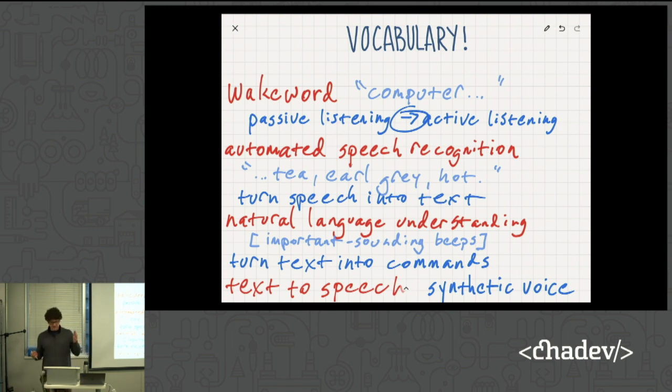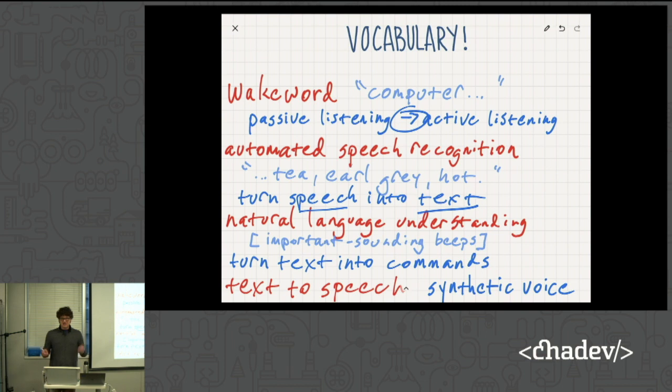Automated speech recognition. When Picard says tea, Earl Grey, hot, that's an utterance. So prepended with the wake word, computer, and then utterance, tea, Earl Grey, hot. The computer takes that speech, turns that speech into text. So ASR is turning speech into text. If you haven't noticed yet, computers still don't do well processing just plain speech. So we're using text as an intermediate representation in order to process meaning later, which brings us to natural language understanding.